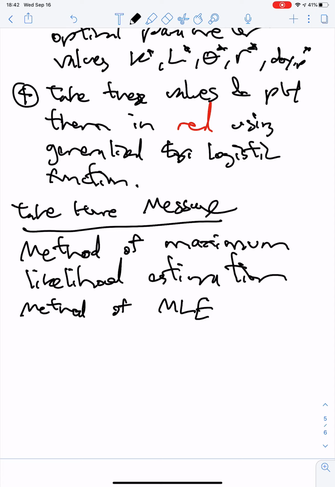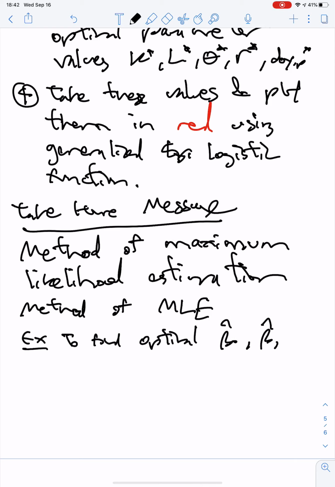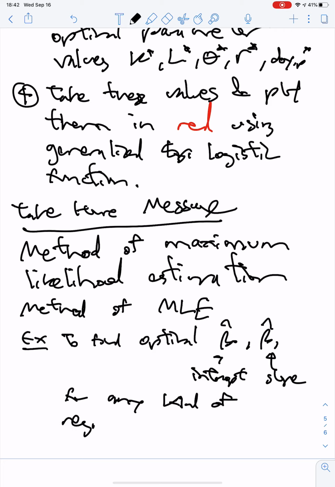Example, you can use it to find optimal intercept and slope for any kind of regression. So multiple regression, logistic regression, this is one approach that you can use to find these optimal values. But I think that's far enough in terms of this theory. Tomorrow, we're gonna get our hands dirty with some data.